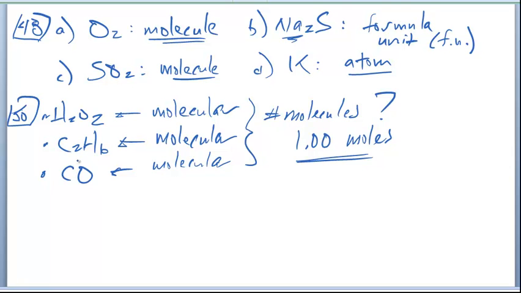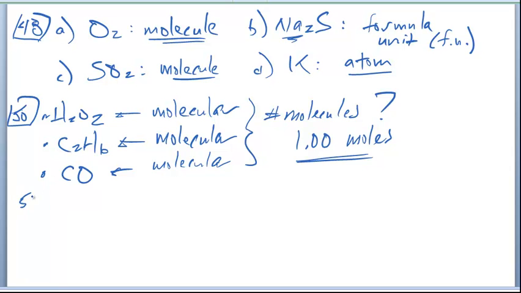So you actually have the same number. If you have 1 mole of each of these compounds, then you have Avogadro's number of each one of those, and therefore you have the same number of molecules in each one. So none of these samples contains more molecules than the other. They all contain exactly equal numbers of molecules. Okay, so that's number 50. All right, let's move on to number 51, I guess.